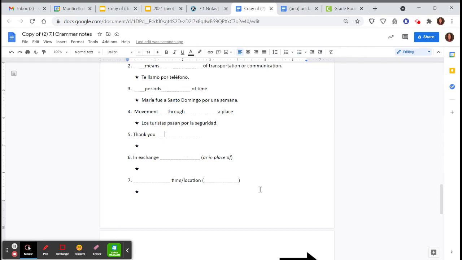Siete would be thank you for. So anytime you're thanking somebody for something, you're going to use por. So for example, gracias por el regalo. Thank you for the gift.